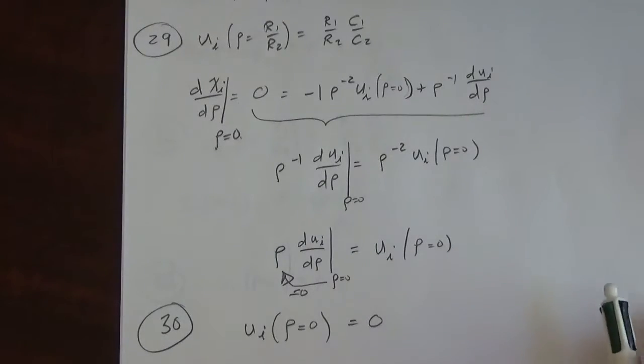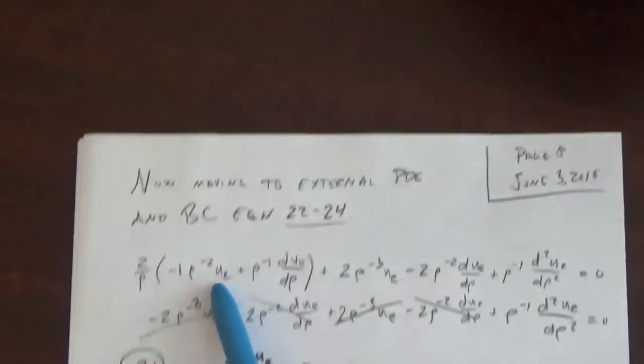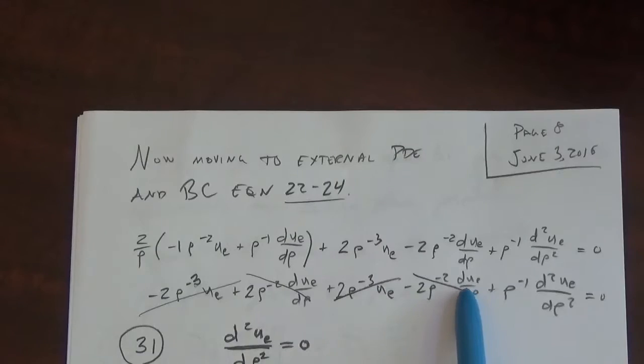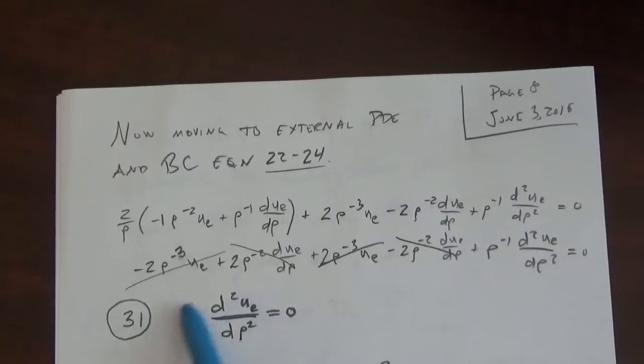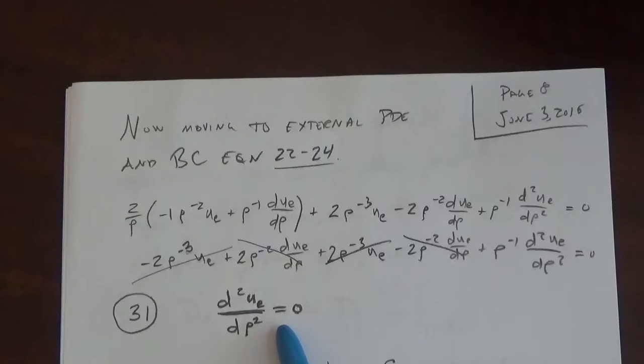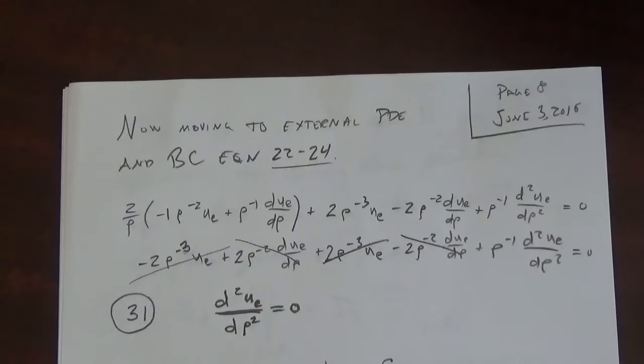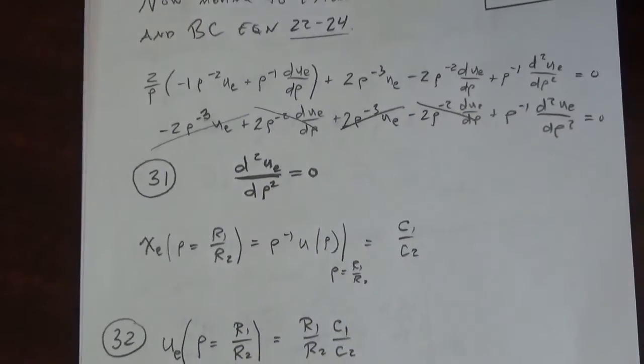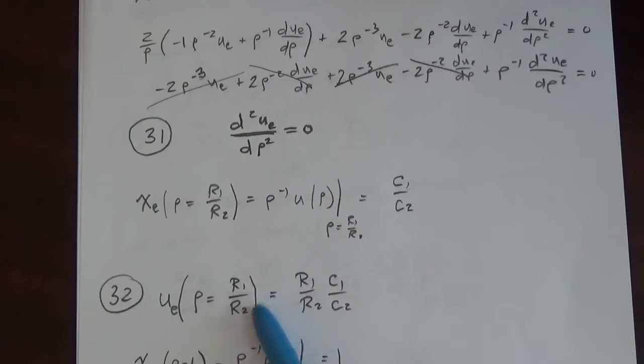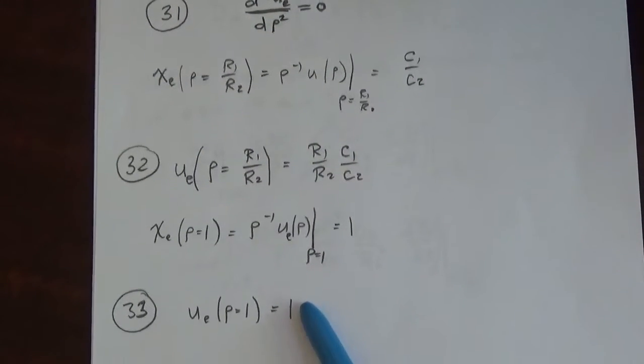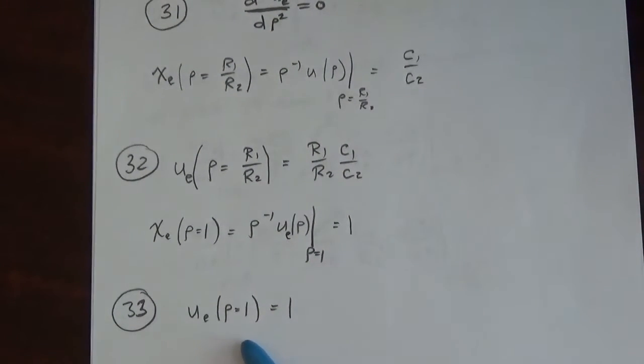So that gives us two boundaries for the interior problem, and the exterior problem behaves in a very similar fashion. Again, you expand out your substitution, you get a bunch of cancellation, which is great, and this is our ordinary differential equation that we have to solve. It's just the second derivative of u sub e with respect to rho equals 0. And now our boundary conditions: here's one, u sub e at rho equal to r1 over r2 is equal to r1 over r2 times c1 over c2. And then the second boundary is that u sub e at rho equals 1 is equal to 1.